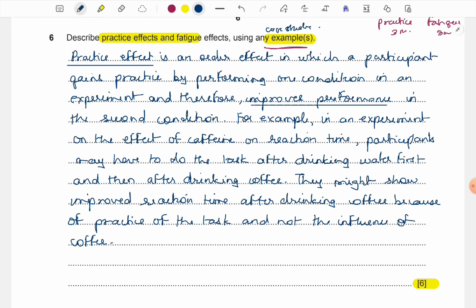So for example, they would write, if participants have to do two conditions in the experiment and they do the second condition better because of practice compared to the first, then it is practice effect. That's right. But how is it different from the definition? How is it an example? Why is no scenario taken as an example of an experiment?